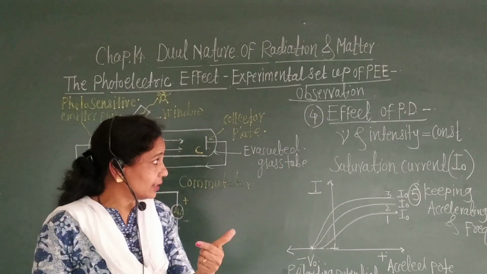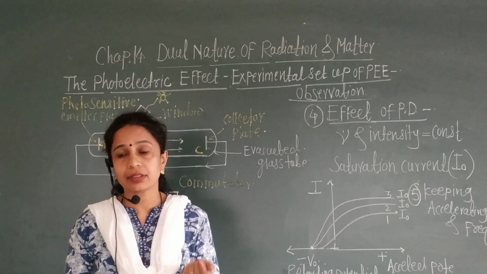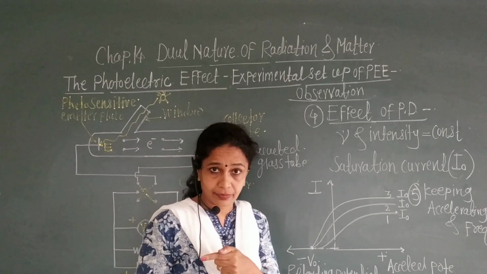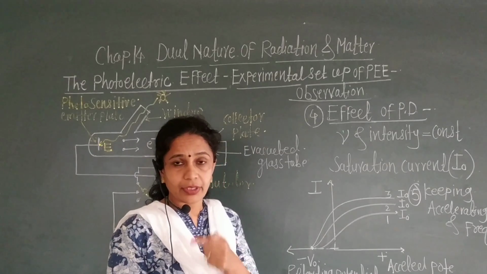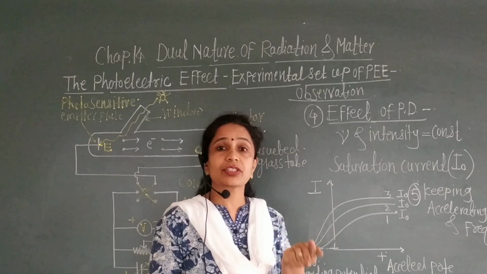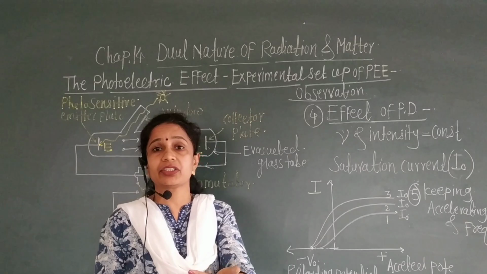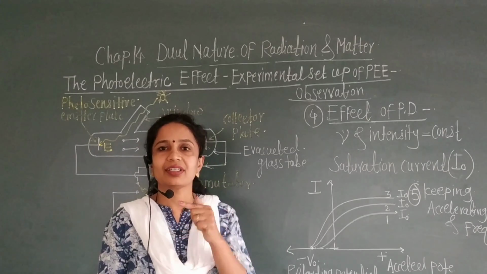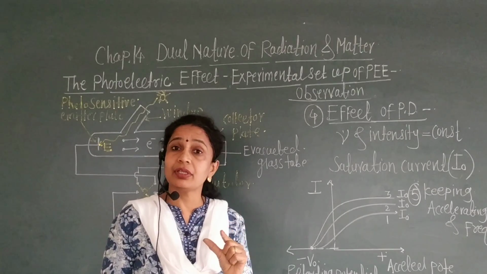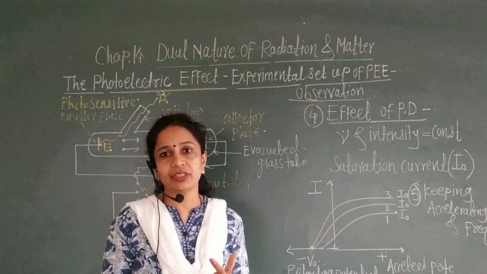If the intensity of incident radiation increases, then saturation current also increases. If the intensity of incident radiation is increased, saturation current is also increased. If the intensity of incident radiation is doubled, saturation current is also doubled. This is the relation between the intensity of incident radiation and the saturation current.